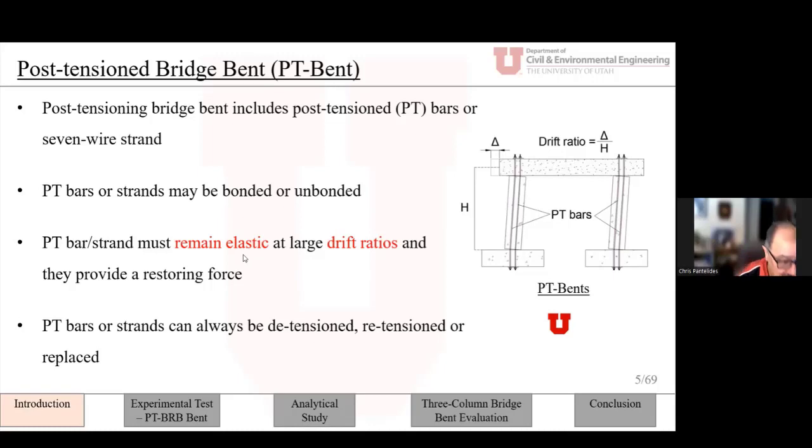So in order for this to be the case, though, the post-tensioning bars need to remain elastic at large drift ratios so that they can provide the restoring force. So the drift ratio, very quickly, is actually the ratio of the lateral displacement in the transverse direction, which is known here as delta, divided by the height of the columns up to the middle of the cap beam, and we define this as the drift ratio. Now, in the laboratory, these post-tensioning bars or strands can always be retensioned or replaced, but of course, in an actual bridge, this would be a challenge.